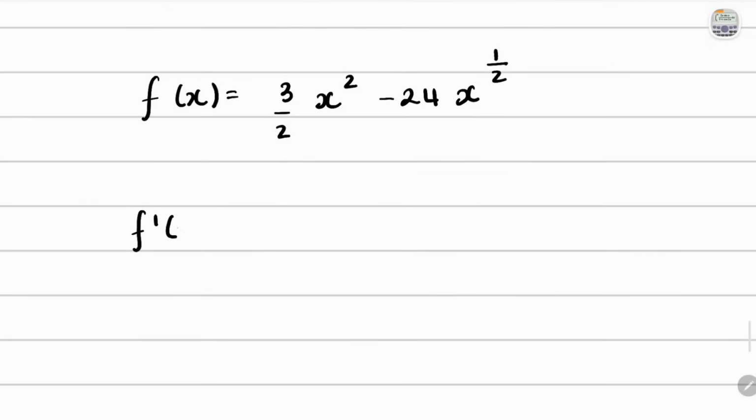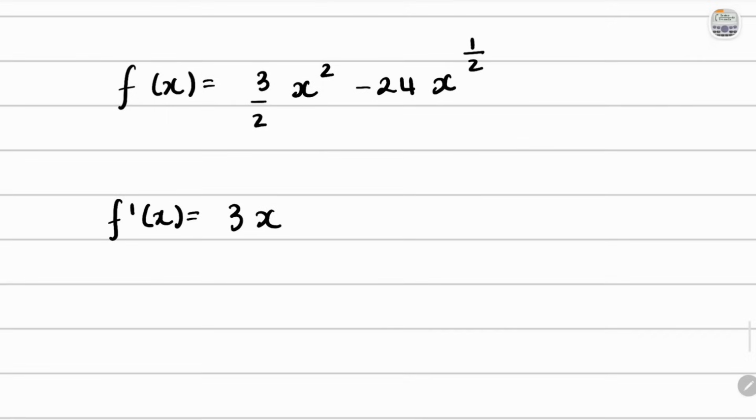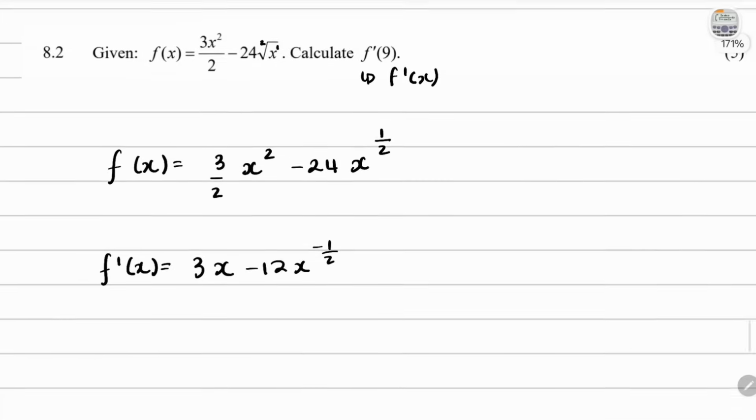So we'll say f prime of x is equal to coefficient times exponent. If you say 3 over 2 times 2, you see that the 2's cancel. So we're left with 3x, and then exponent minus 1 is 1, and we don't have to rewrite that. And then negative 24 times a half, that is negative 12. So we have negative 12x, and a half minus 1 is negative a half. Okay, so you see how we have this now?